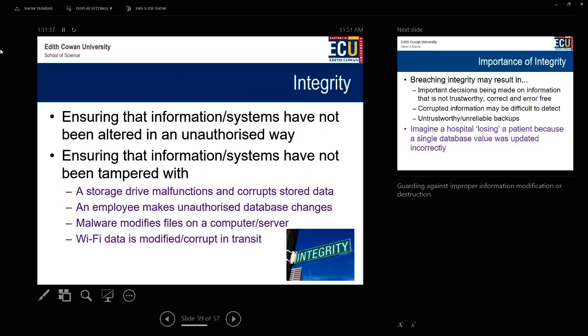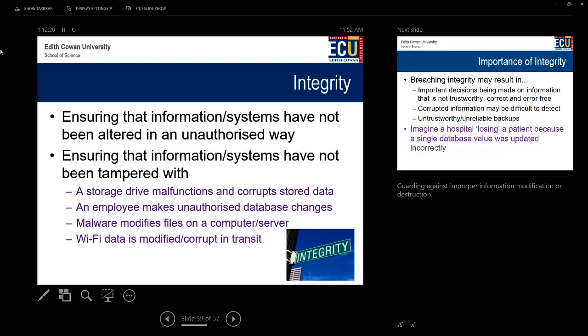We can define integrity as ensuring that information systems have not been altered in an unauthorized way, and ensuring that our information and our systems that we want to protect have not been tampered with. So there are a few examples that I have included in this slide. Storage drive malfunctions and corrupt stored data. If you have an external hard drive, your hard disk drive, or any other USB drive, if that malfunctions and corrupts the data stored there, it is a compromise on the integrity of that data.